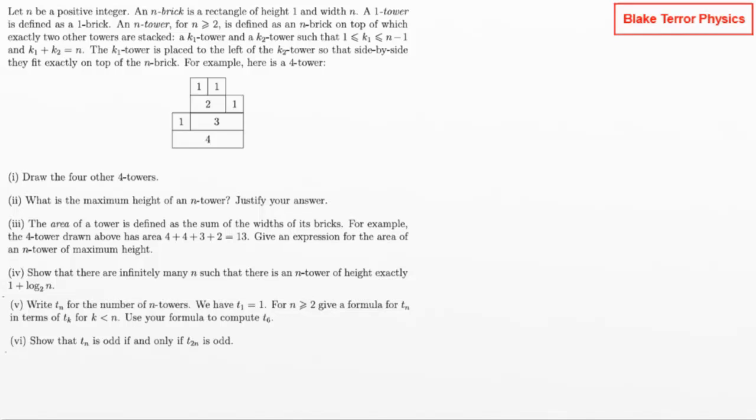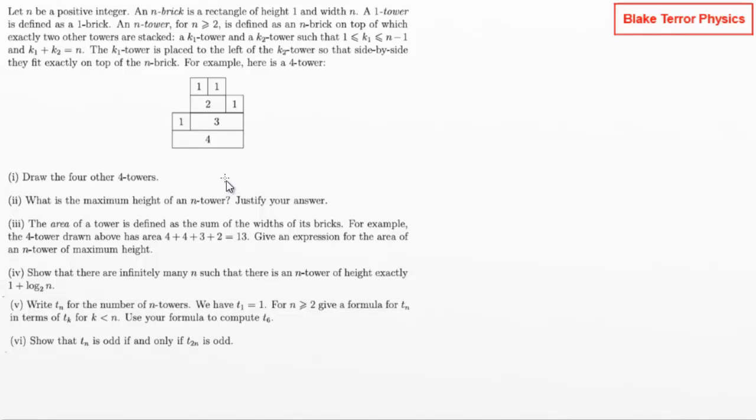So we've got n is a positive integer, and an n brick is a rectangle of height 1, width n. A 1 tower is defined as a 1 brick, and an n tower for n greater than or equal to 2 is defined as an n brick on top of which exactly 2 other towers are stacked, a k1 tower and a k2 tower. k1 is between 1 and n minus 1 inclusive, k1 plus k2 is n. Good lord. The k1 tower is placed to the left of the k2 tower, so that side by side they fit exactly on top of the n brick.